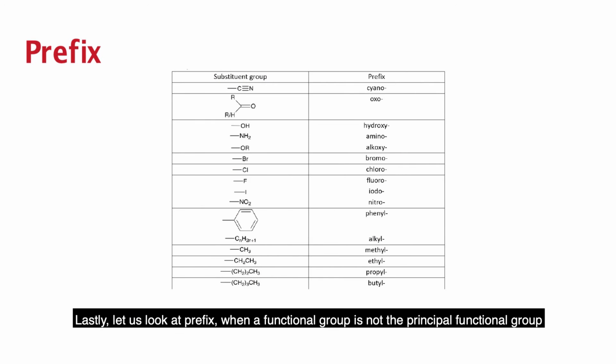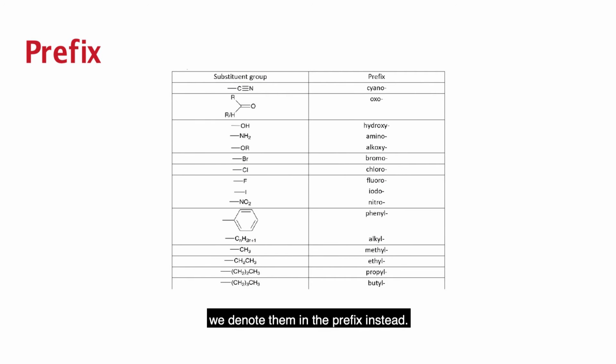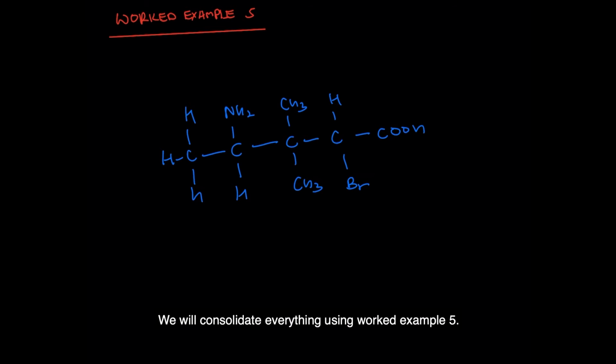Lastly, let us look at prefix. When a functional group is not the principal functional group, we denote them in the prefix instead. This table shows some of the examples. We will consolidate everything using work example 5. The detailed explanation will be provided in the notes, so do not worry.